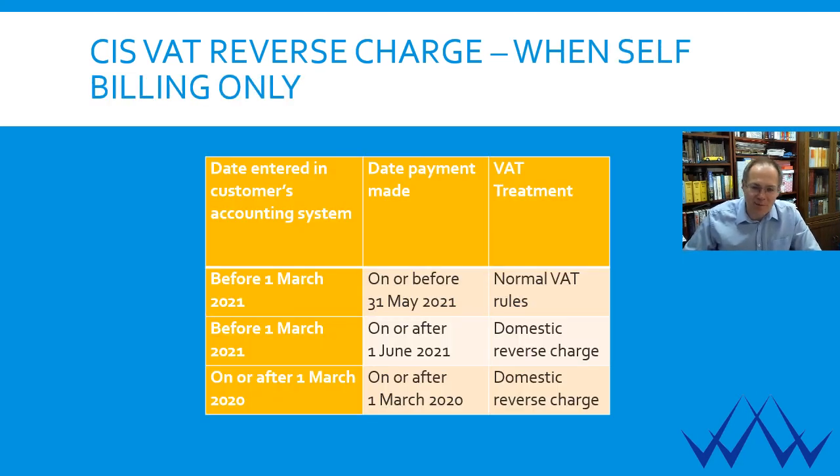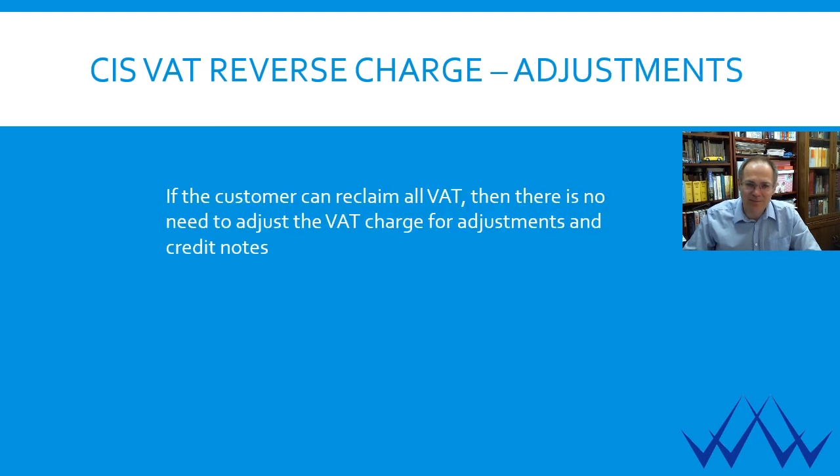Self-billing is a bit of a problem as well, and there are rules in place that determine when the reverse charge mechanism applies. In very simple terms, if you account for the self-billed invoice and it goes in the system before the 1st of March 2021, you've got until the 1st of June 2021 to account for it under the normal rules, and then after that time the domestic reverse charge mechanism applies.